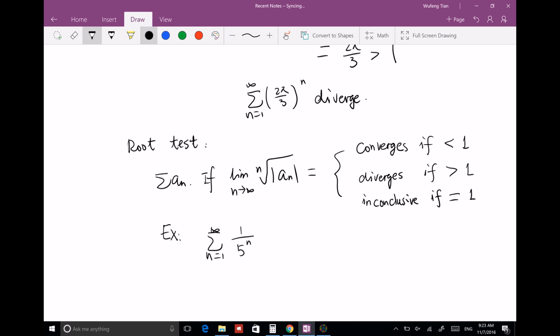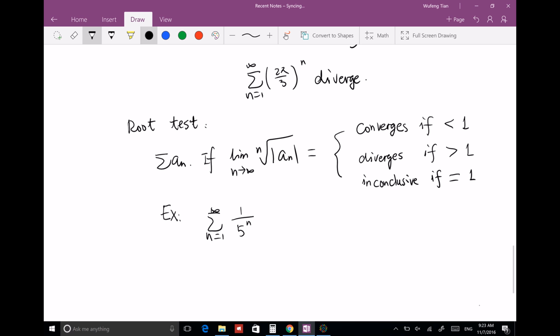1 over 5^n. We can still work on this one using the ratio test, or we can use the geometric series. This is a geometric series as well. But then if we use the nth root on this one, you get the limit as n goes to infinity of the nth root of 1 over 5^n. Okay, so this equals the limit as n goes to infinity of the nth root of 1 over 5 to the power n. And the nth power and the nth root cancel out, equals 1 over 5. And this is less than 1, so it converges.